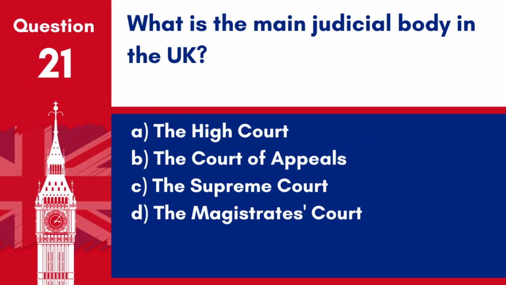Question 21. What is the main judicial body in the UK? A. The High Court. B. The Court of Appeals. C. The Supreme Court. D. The Magistrates' Court.